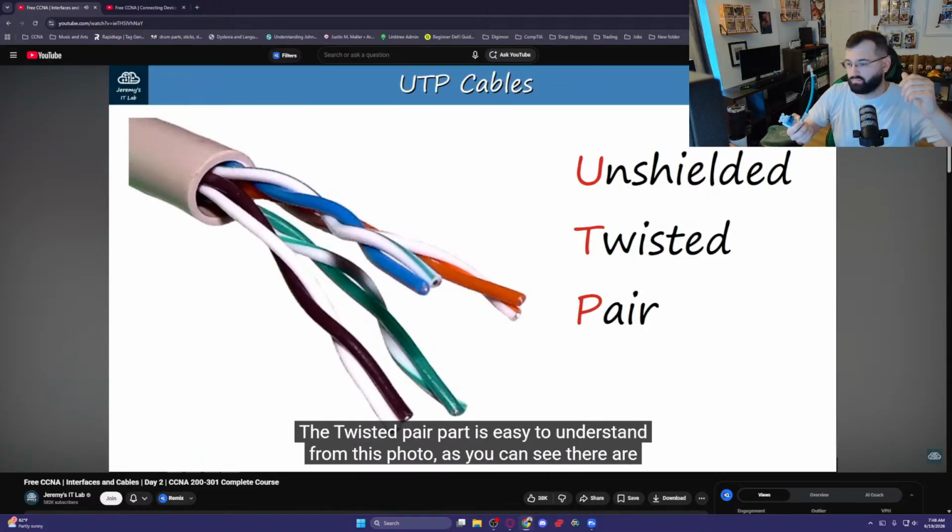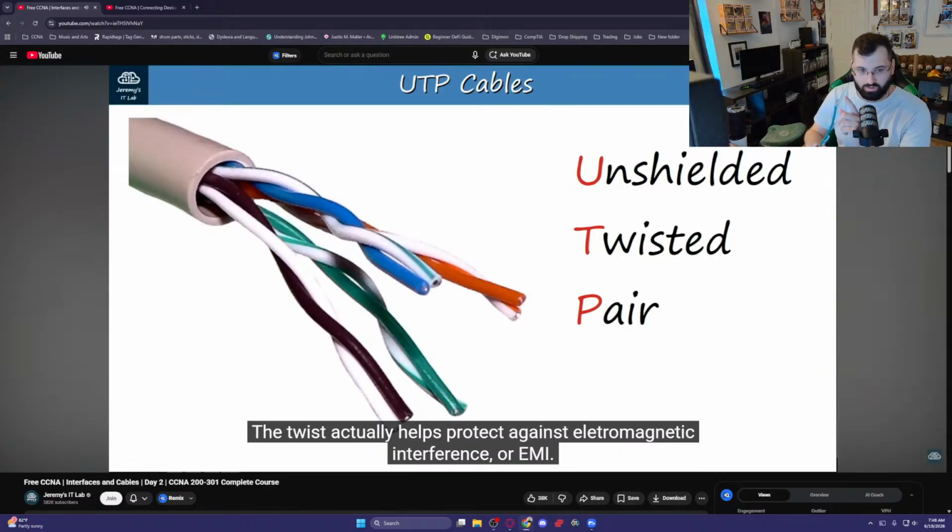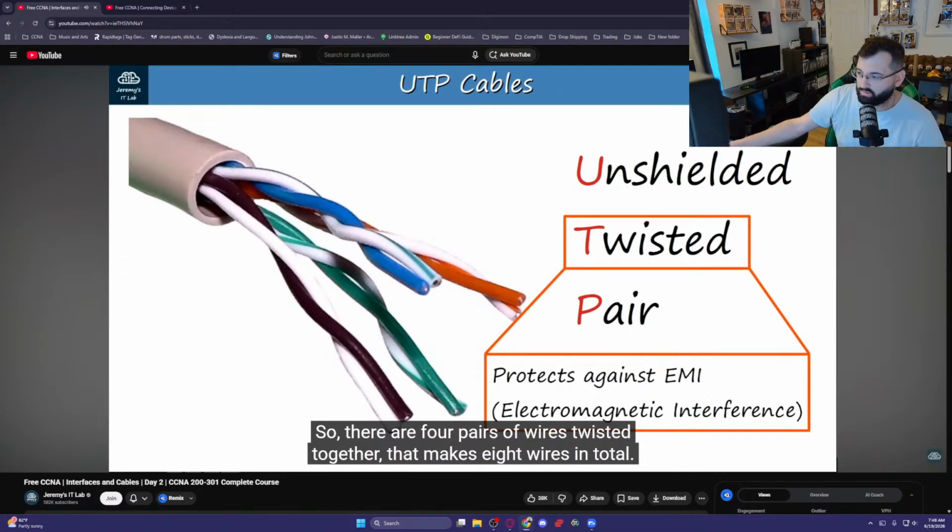The twisted pair part is easy to understand from this photo. As you can see, there are 4 pairs of cables twisted together. The twist actually helps protect against electromagnetic interference or EMI. So there are 4 pairs of wires twisted together. That makes 8 wires in total.